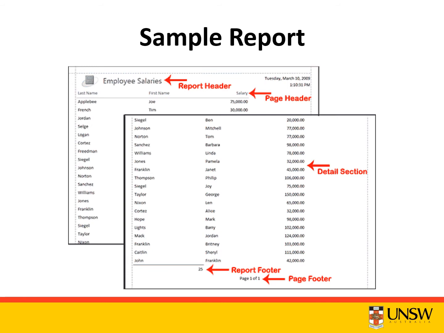In this picture, you can see different sections of the report. As you can see, report header is shown on the first page, which is used to show the title of the report, logo, and date. Report footer is on the last page and shows the total number of records. Page header shows the title of the columns and page footer shows page numbers. Finally, we can see the records in the detail section.